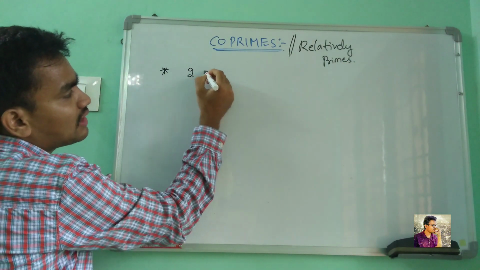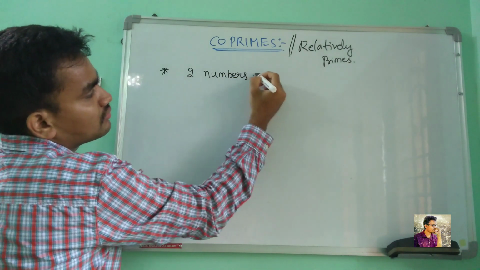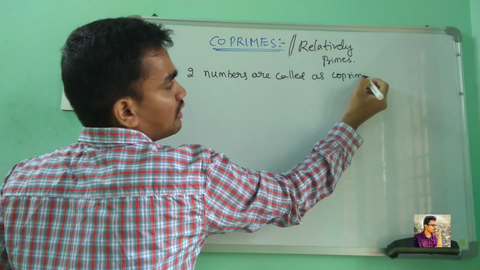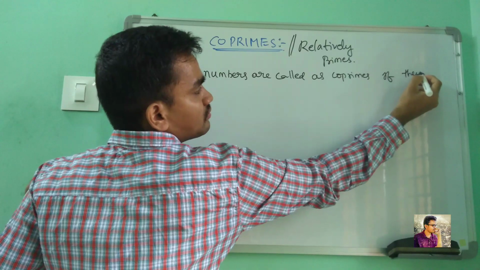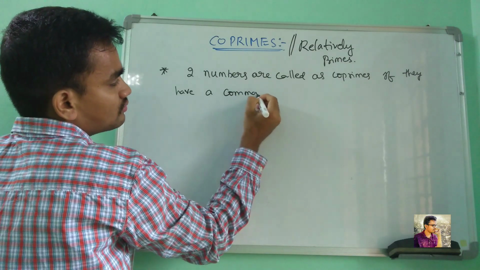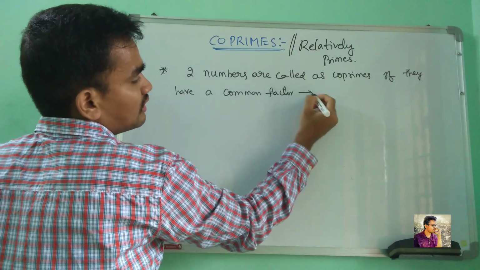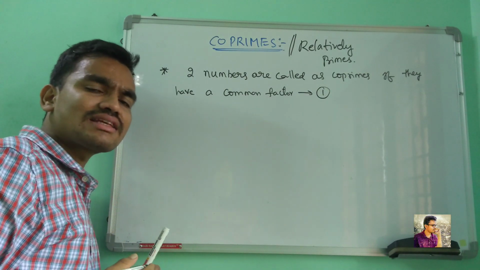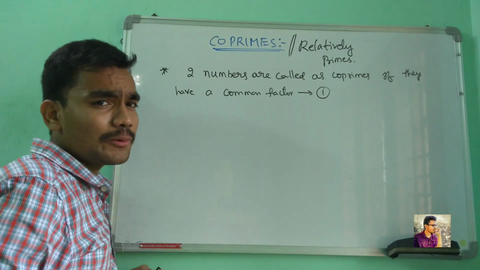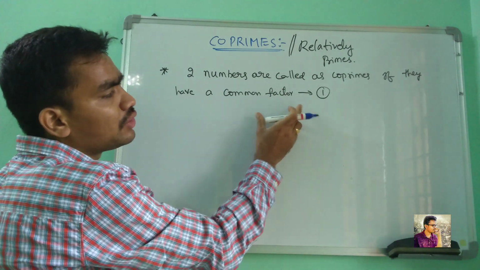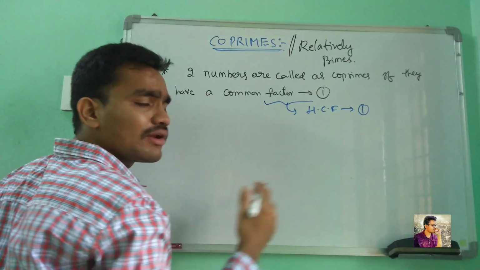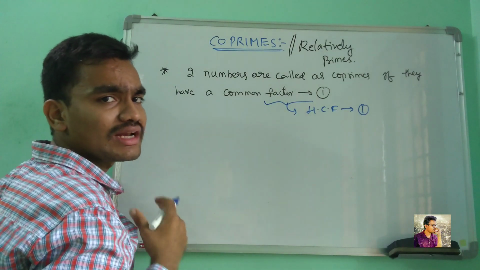Two numbers are called coprimes if they have a common factor that is 1. If two numbers have 1 as the common factor, then those two numbers can be called coprimes or relatively prime numbers. So if you read this definition again, you can conclude that if the HCF of two numbers is 1, then we can call those two numbers coprimes or relatively prime numbers.